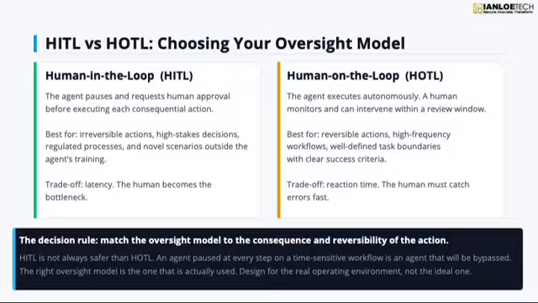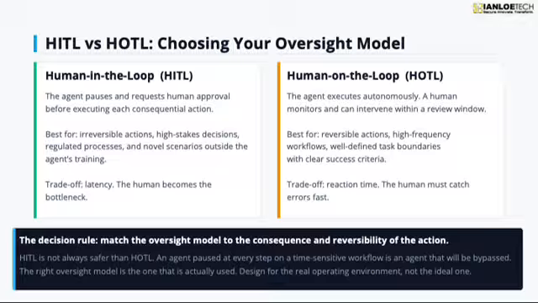The human is observing the process, not participating in each step. HOTL is appropriate for reversible actions, high-frequency workflows with well-defined boundaries, and tasks where the cost of interruption exceeds the cost of the occasional error that can be corrected after the fact. The trade-off is reaction time.